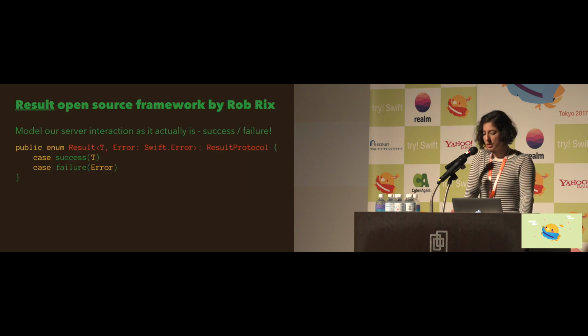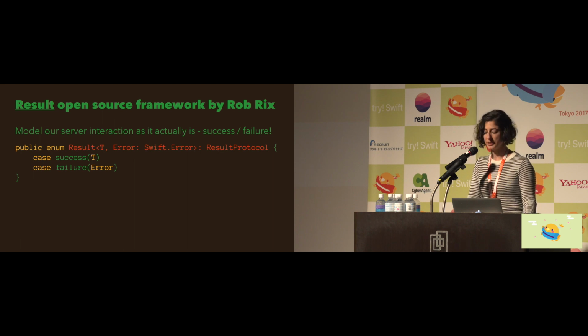So what do? Well, we model our server interaction as it actually is, either a success and thus a result object, or a failure and thus an error object. It's one or the other. So this awesome little framework by Rob Ricks is the way that I like to do that. It's a very simple, tiny little bit of code, and it captures exactly what we're trying to do here. And this is precisely a great time to point out that this is the perfect use case for our first Swift feature we're going to talk about, the enum with associated values.